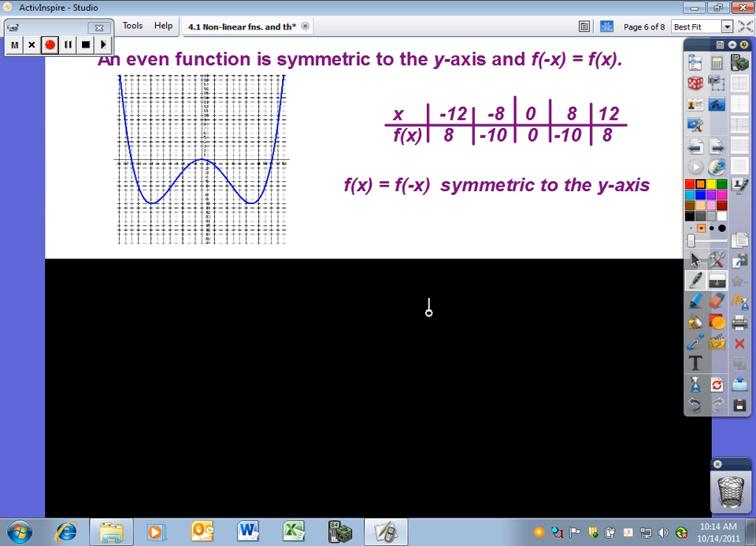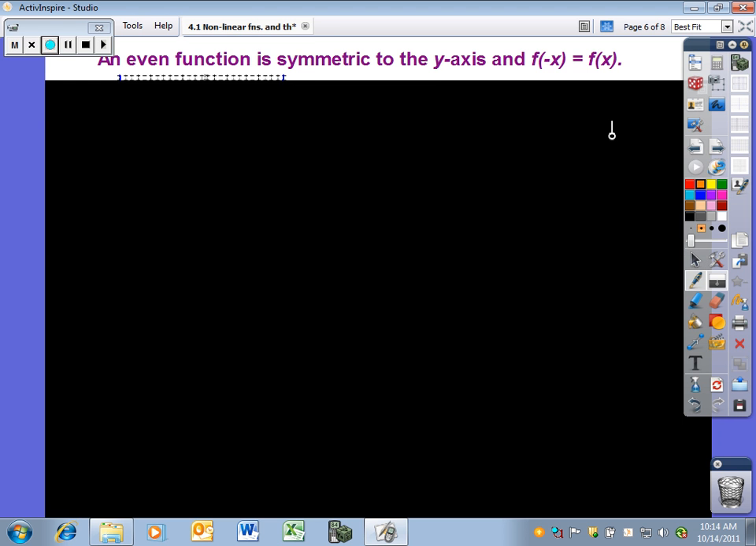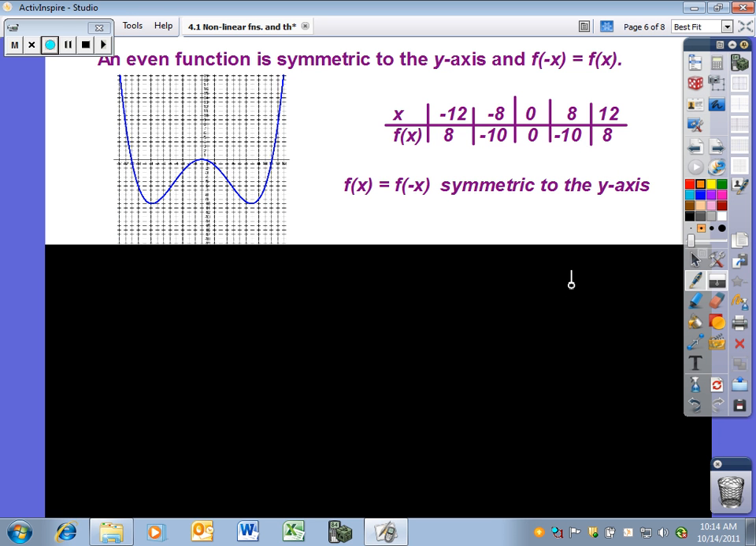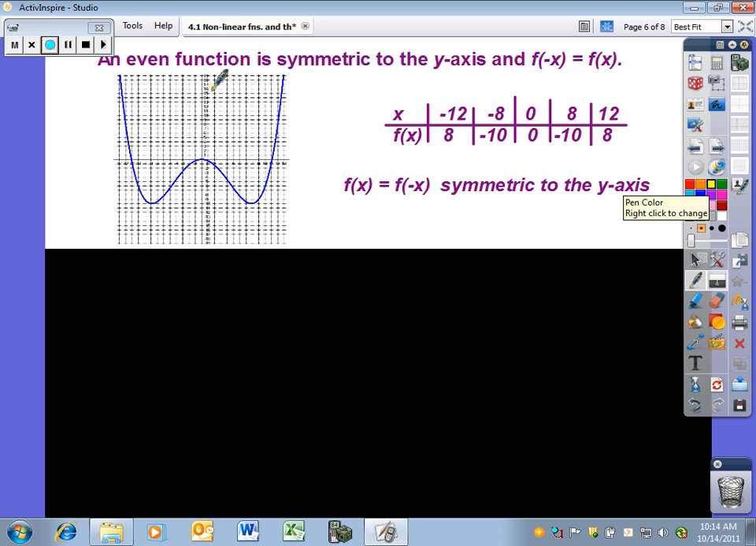All right. An even function is symmetric to the y-axis such that f of a negative x is the same as f of x. So here's an example of even. Notice here is my y-axis, which is a little difficult to see. But if I folded this on that axis, this would be symmetrical. So that means it's an even function.